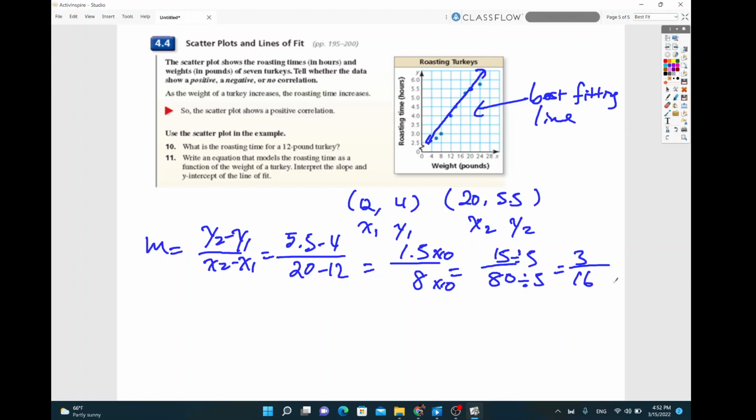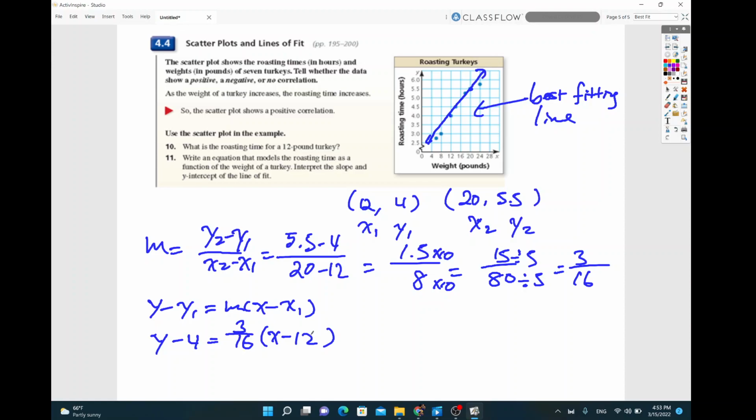And then for the y-intercept, in order to get the y-intercept here, we want to generate it with the point slope form. So y minus y1 equals m times x minus x1. You see that the graph here has the squiggly line, that means we don't start at 0, 0. So we don't know what the y-intercept is. So let's find out by plugging in the point. So x1, y1, so y minus 4. The slope is 3 over 16. And then x minus 12.